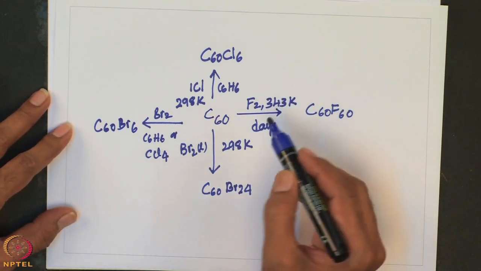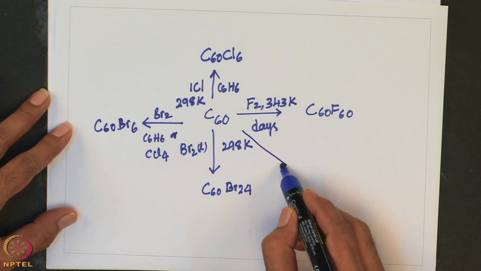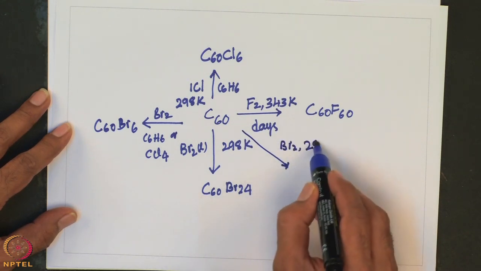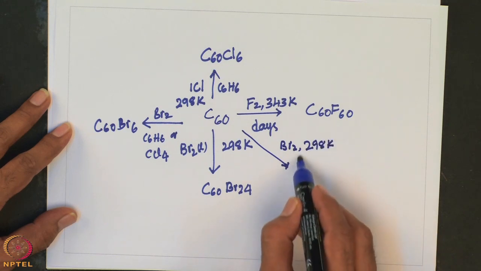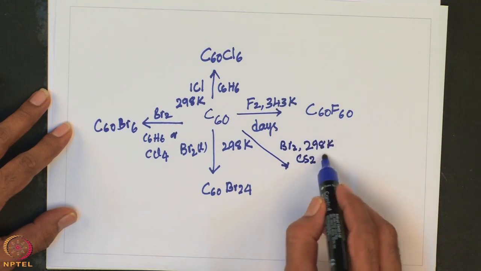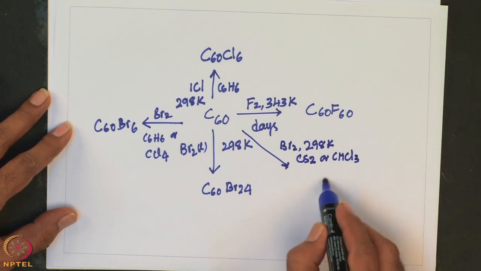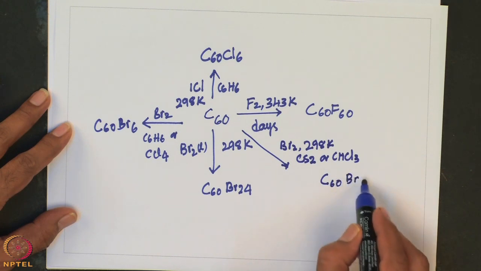Similarly, one can also use Br2 at 298 Kelvin in carbon disulfide or CHCl3 chloroform to get C60Br8.